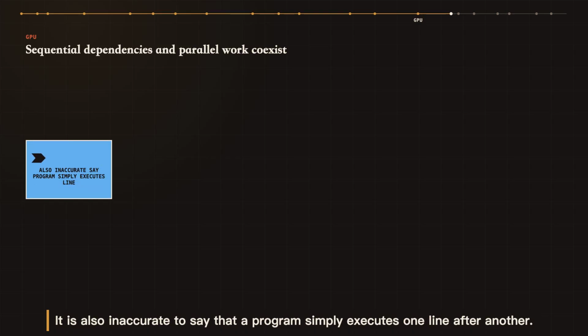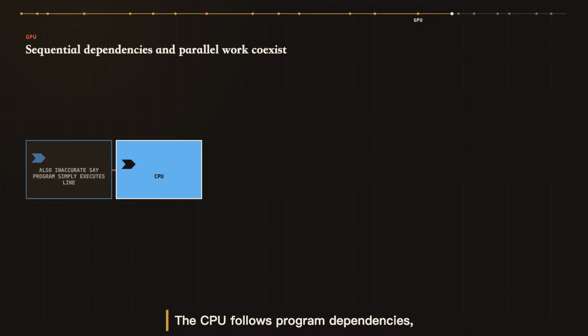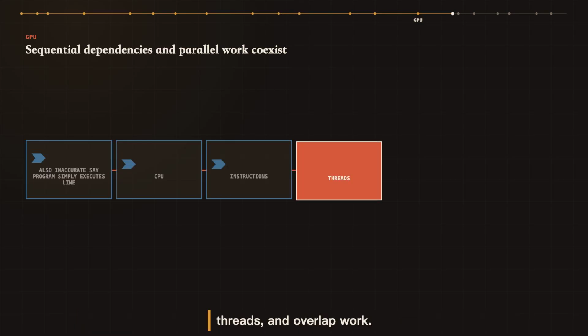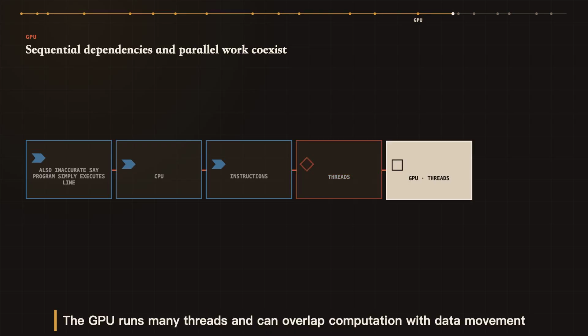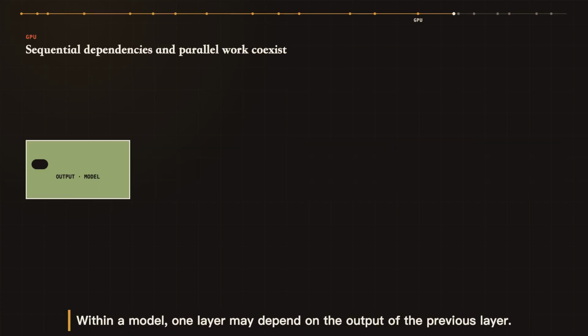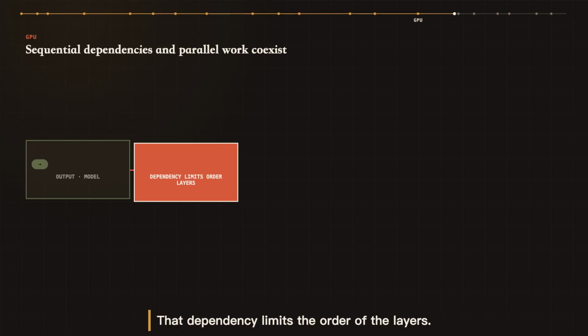It is also inaccurate to say that a program simply executes one line after another. The CPU follows program dependencies, but it can pipeline instructions, use several cores, run operating system threads, and overlap work. The GPU runs many threads and can overlap computation with data movement when the hardware, memory, and command streams allow it. Within a model, one layer may depend on the output of the previous layer. That dependency limits the order of the layers.